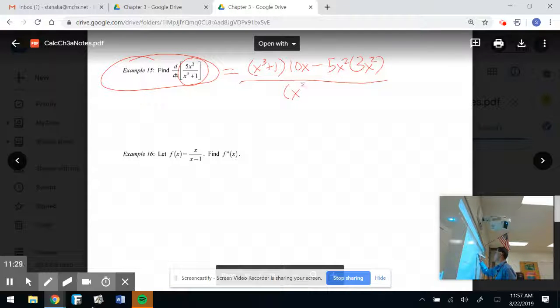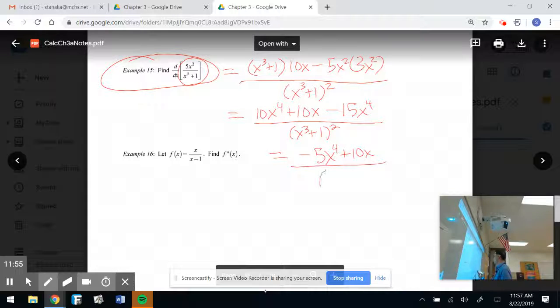And guess what? I'm really nice on these problems. Very rarely am I ever going to make you simplify that bottom, but you always have to simplify the top. So we just got to show off our distributing skills. Minus 15x to the fourth over x to the third plus 1 squared, which is equal to, what would that be? Negative 5x to the fourth plus 10x all over x cubed plus 1 squared. You do not have to FOIL out the bottom. Don't factor anything out of the top. That one is done.